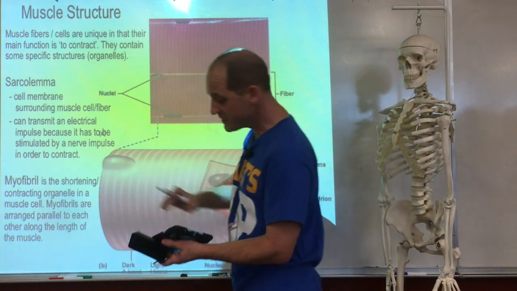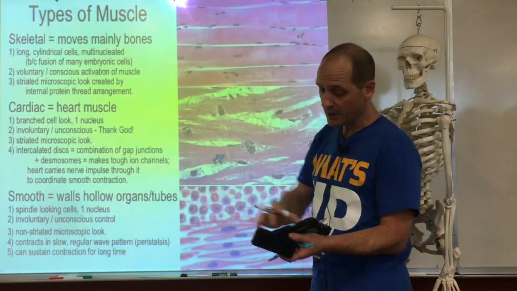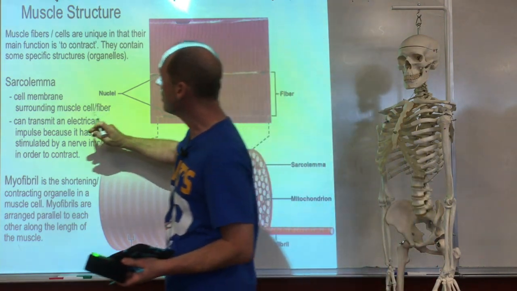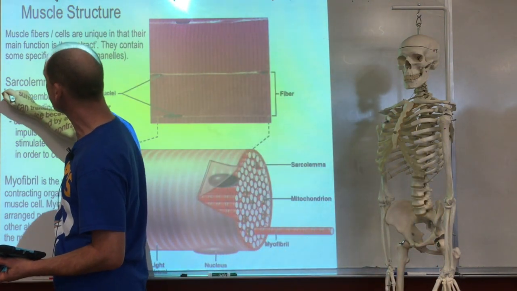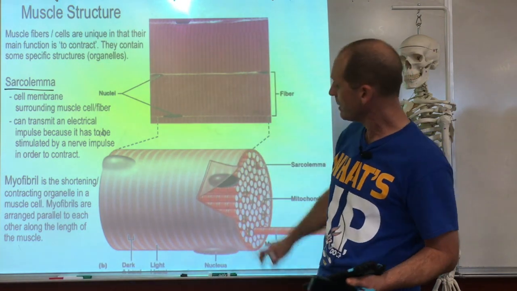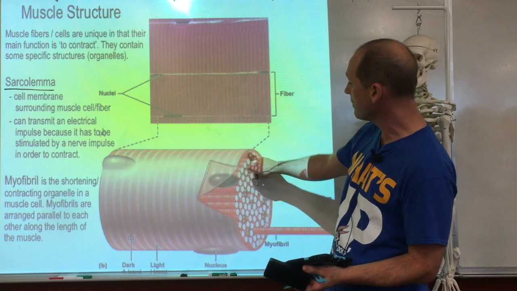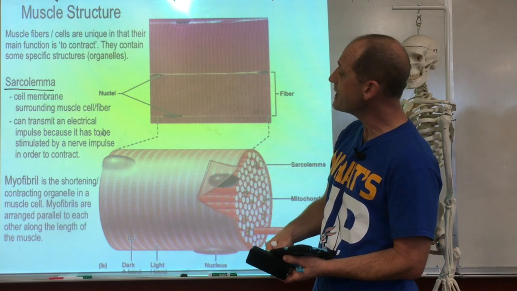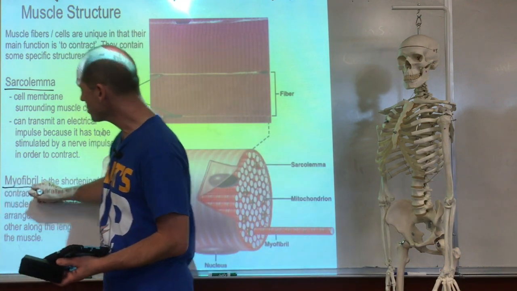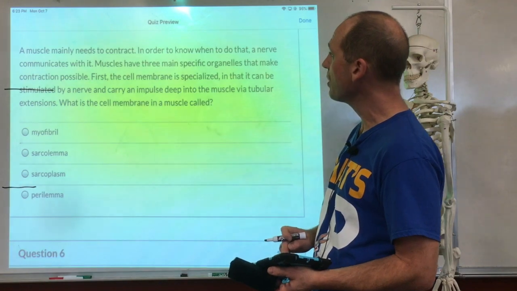So this is the microscopic anatomy of all three muscles. And when we take it apart a little bit, we look at the specific organelles. The first one is the sarcolemma, and that's the cell membrane that wraps around the cell. And on the inside of the cell, we have small organelles called the myofibrils. But let me not get ahead of myself, because that's probably coming up right here.